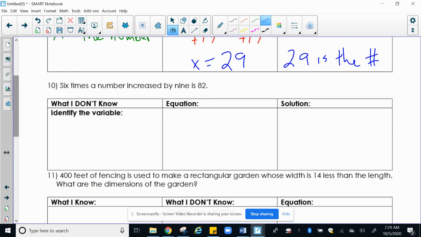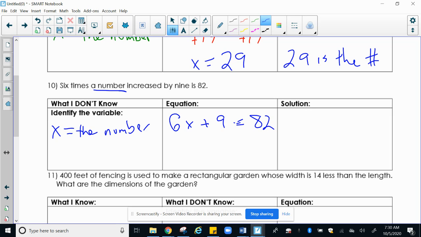But later on we're going to have to answer problems. Okay, 10. It says 6 times the number increased by 9 is 82. So we think about what we don't know in here. So 6 times a number, same deal. x equals the number, the number that we don't know. It says 6 times a number, so 6x increased by 9, plus 9, is 82, equals 82. Okay, and now we solve for x.